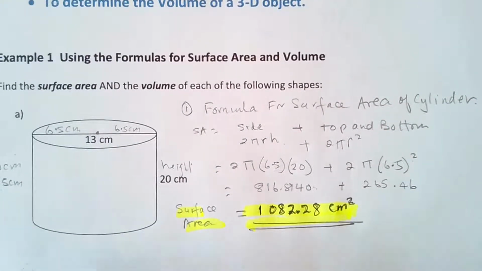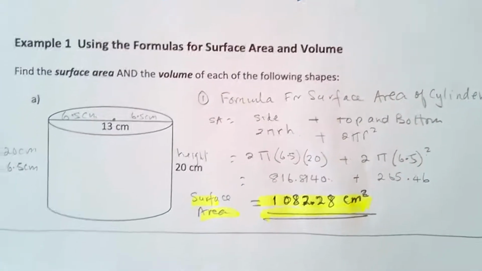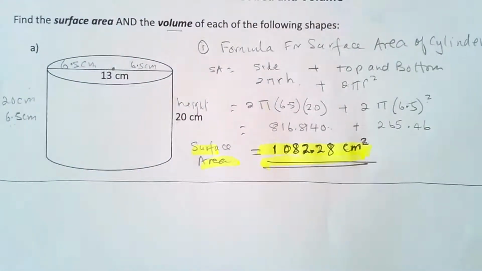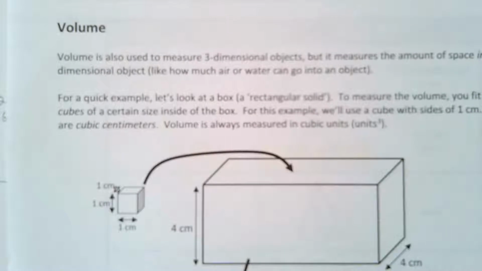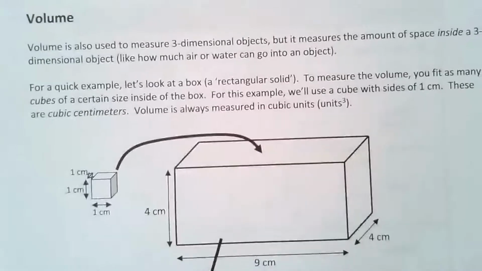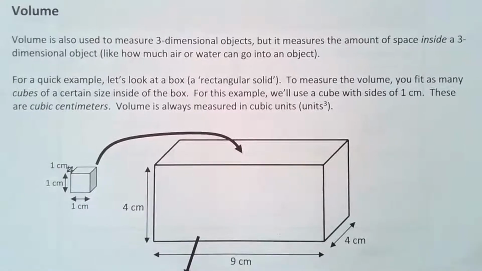Now let's look on to volume. So put a line across here. Because the next step is to find the volume. When we're looking at volume, we're looking at the amount of space within any object. Now, there's an illustration in your booklet regarding volume. Well, this has to do with a rectangular solid. Nevertheless, it illustrates what a volume is.